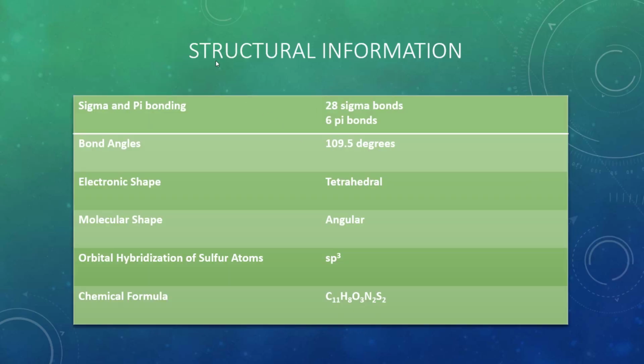Structural information. Luciferin contains 28 sigma bonds and 6 pi bonds. The bond angles are 109.5 degrees. The electronic shape is tetrahedral. The molecular shape is angular. The orbital hybridization of sulfur atoms is sp3. And the chemical formula is C11H8O3N2 and S2.